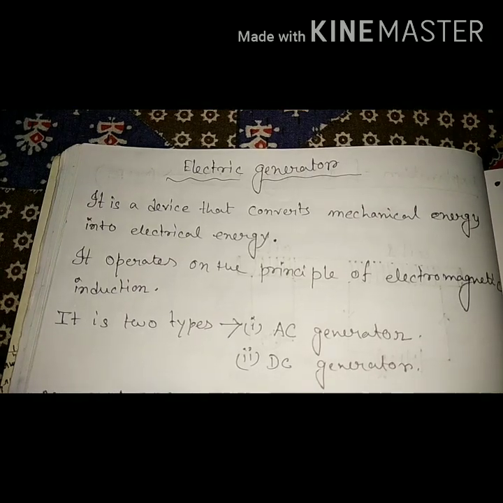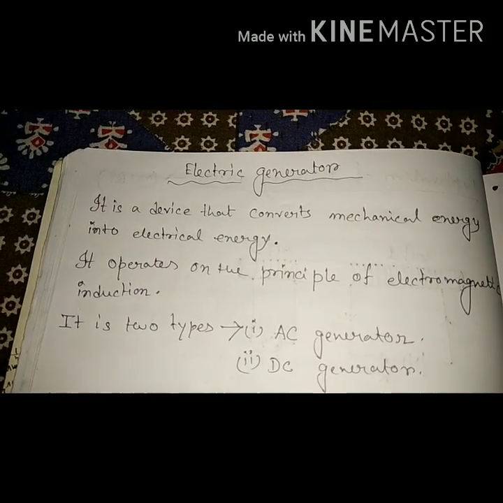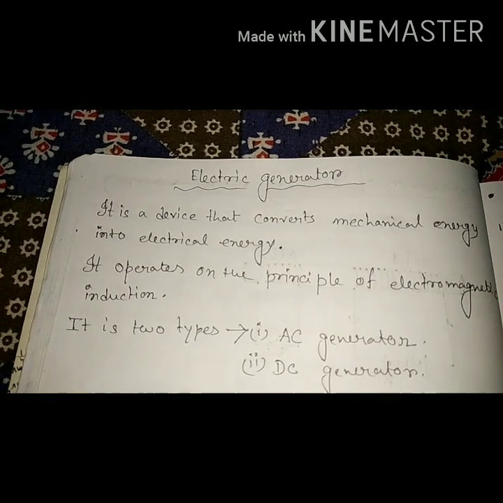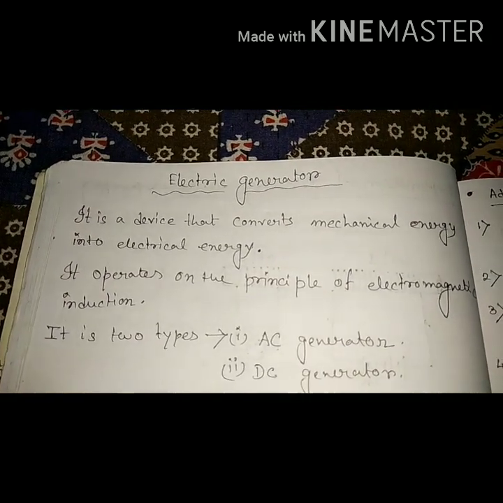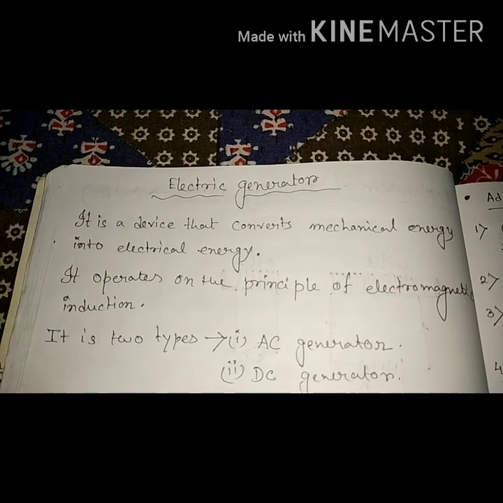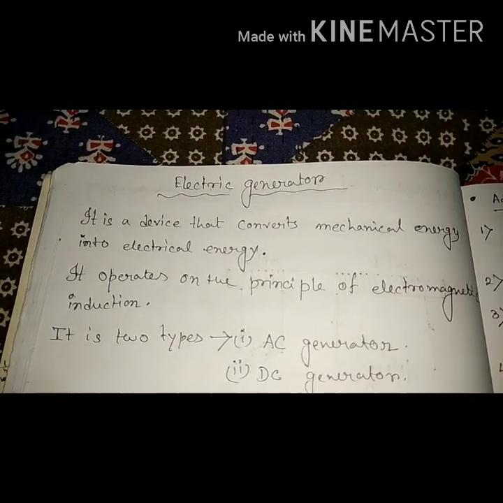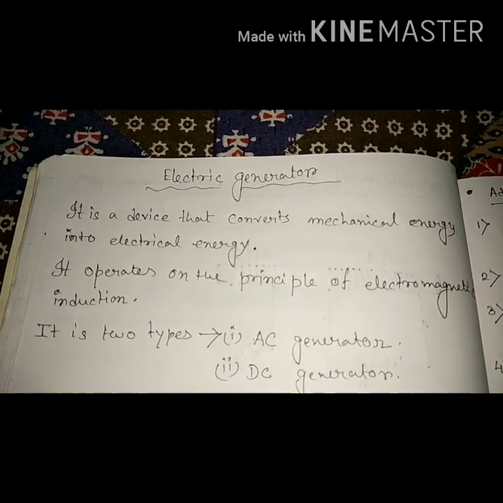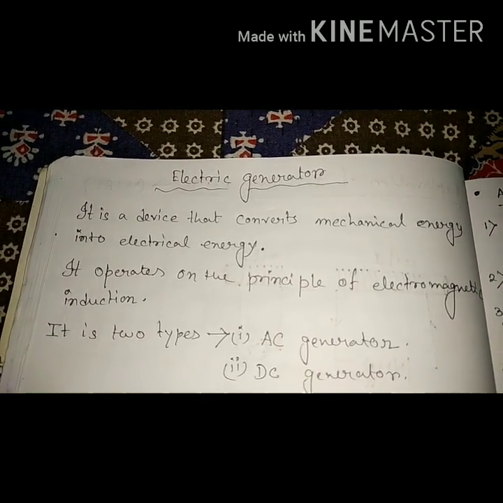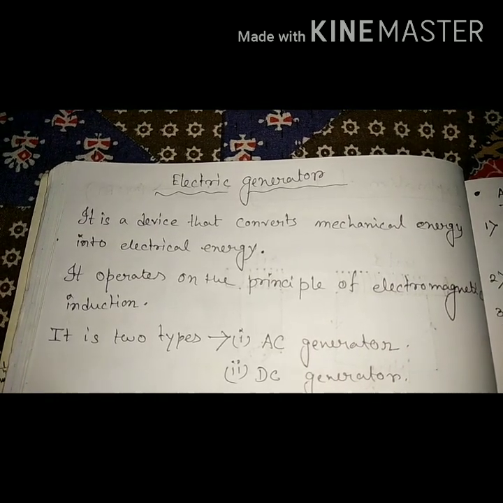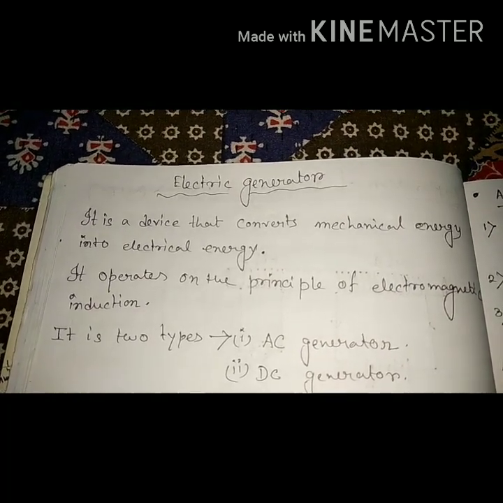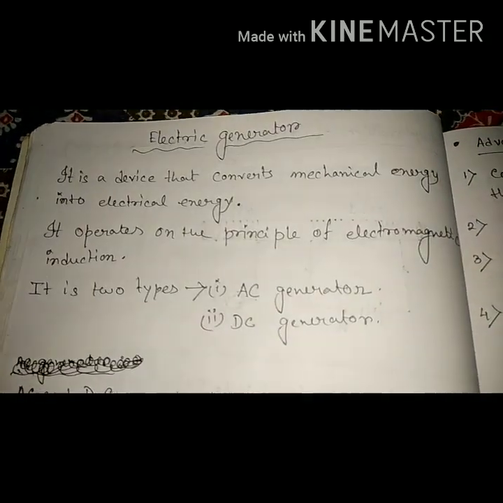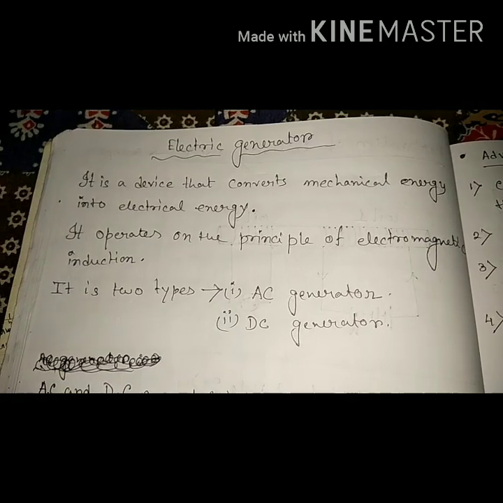But in a motor, it is electrical energy, because it is connected with a battery, and the battery is a source of electricity, electric charge. When the electric current passes through the conductor, a force is exerted and it rotates in the case of an electric motor. So electrical energy is converted to mechanical energy in an electric motor, and an electric generator converts mechanical energy into electrical energy. It operates on the principle of electromagnetic induction.